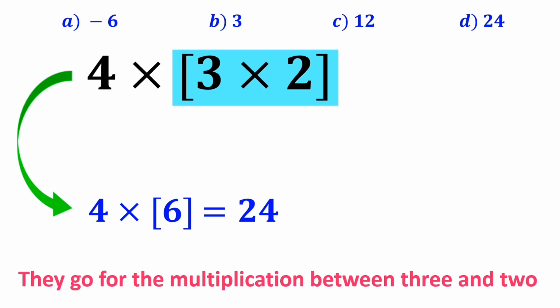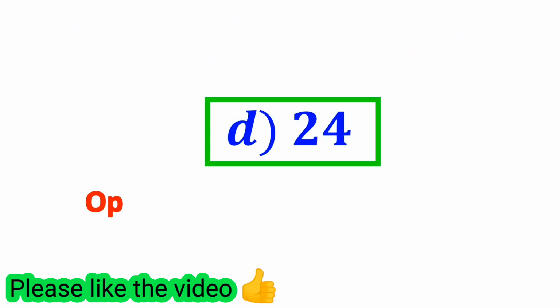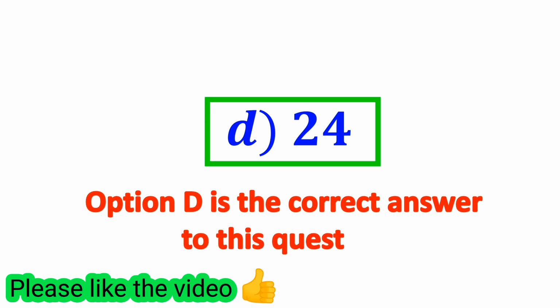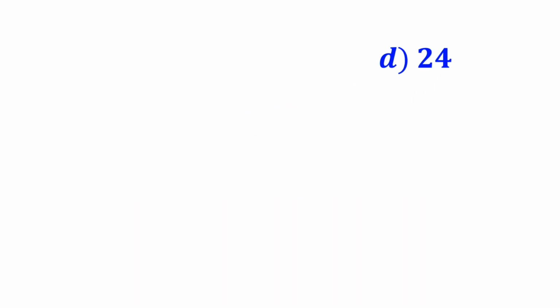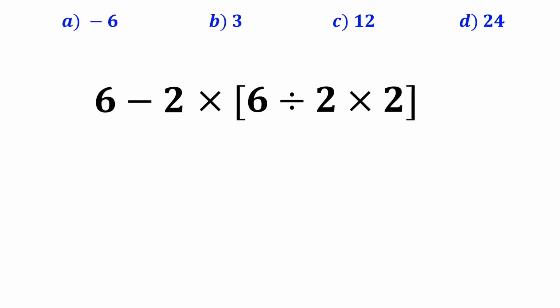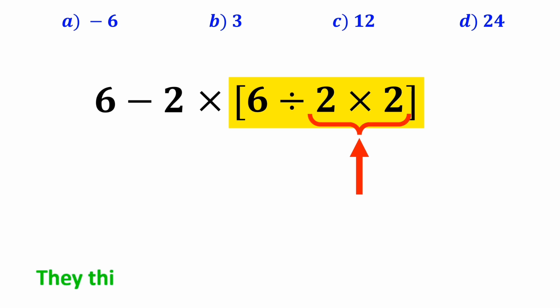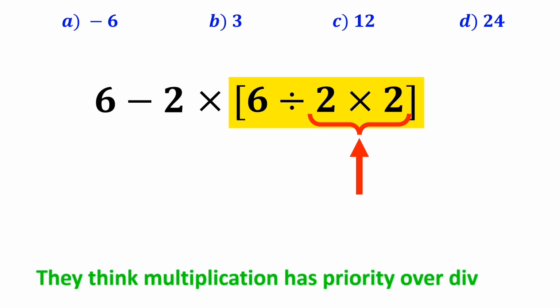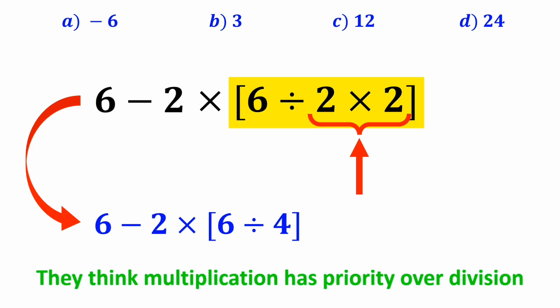And without any hesitation, they quickly say that option D is the correct answer to this question. But it's not the correct answer. Also, some other people to solve this question first go straight to the expression inside the brackets and start with the multiplication between the twos because they think multiplication has priority over division. So, instead of the entire expression, they write 6 minus 2 times (6 divided by 4).